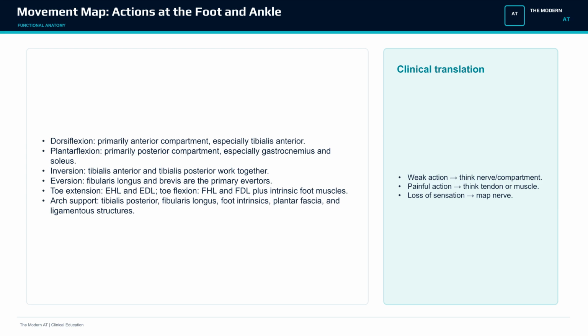This slide translates anatomy into movement. Dorsiflexion is primarily an anterior compartment action, especially through tibialis anterior, and it is essential for foot clearance. Plantar flexion is primarily a posterior compartment action, especially through gastrocnemius and soleus, and it drives push-off during walking, running, and jumping. Inversion uses tibialis anterior and tibialis posterior together, while eversion is mainly controlled by fibularis longus and brevis. Toe extension comes from extensor hallucis longus and extensor digitorum longus, while toe flexion comes from flexor hallucis longus, flexor digitorum longus, and the intrinsic foot muscles.